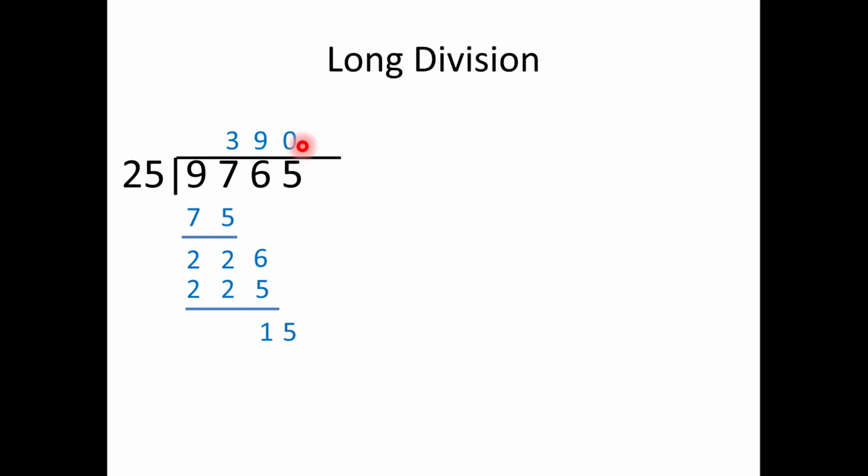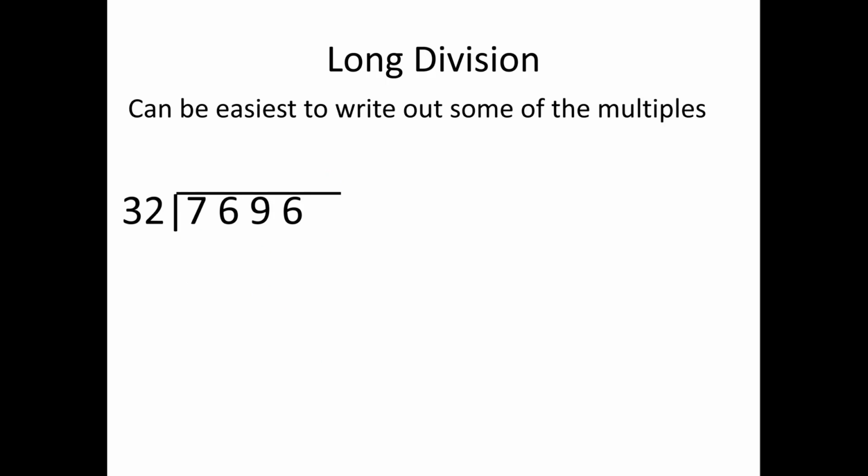Now that's the units place. So after the units, I can put a full stop, both top and bottom. And after that, I can put in as many zeros as I want to. So I'm going to bring that 0 down. How many times does 25 go into 150? Well, it goes in 6 times. And 6 times 25 is 150. Taking it away, I get 0 remainder, so that is my answer, 390.6.